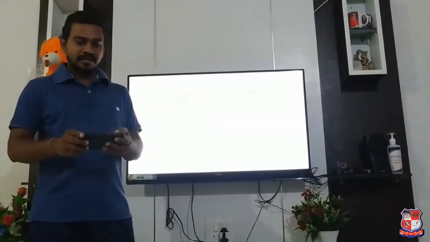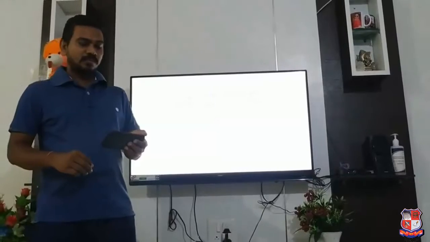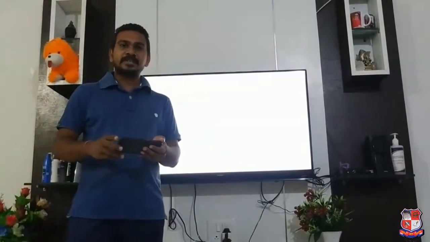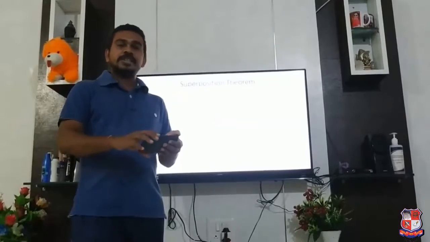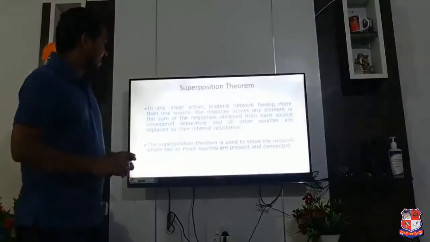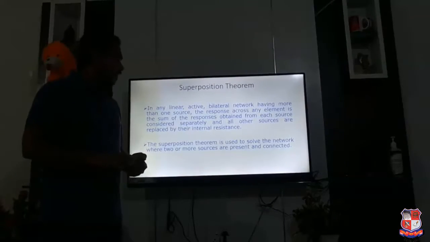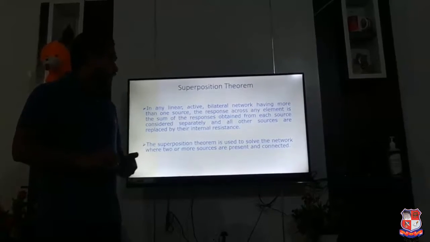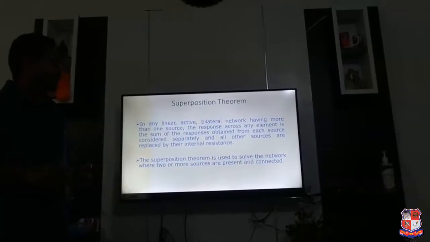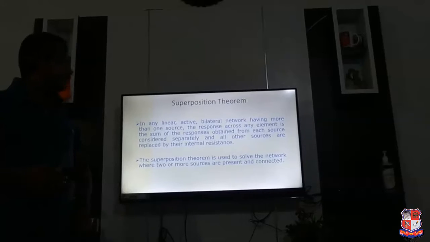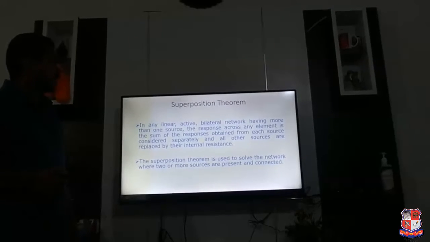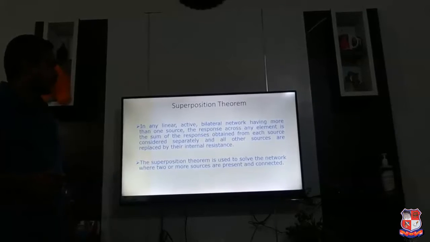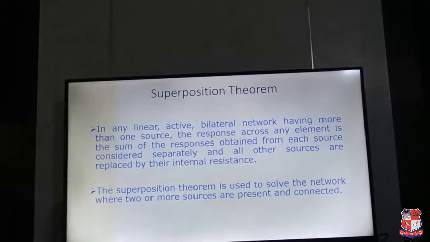Dear students, today we discuss the superposition theorem in the subject of DC circuits. The statement of the superposition theorem: in any linear bilateral active network having more than one source, the response across any element is the sum of the responses obtained from each source considered separately, and all other sources are replaced by their internal resistance.